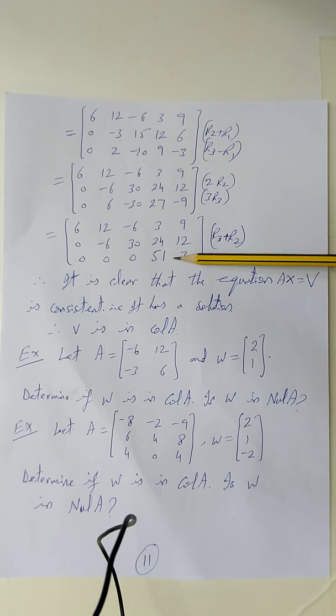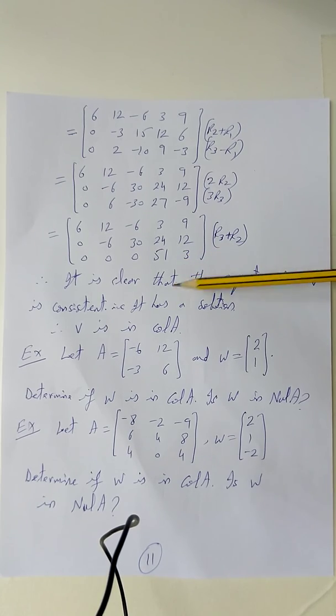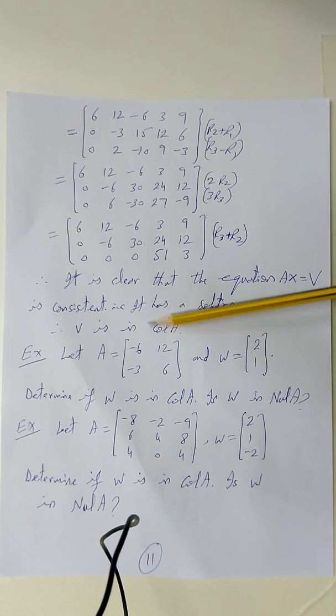You can see from here that from the third row, 51, if I say this is x1, x2, x3, x4, so 51 x4 equals 3. So I can find the value of x4, which will be 3 over 51. And similarly, I can find other values. So it means I will have a solution, whether a unique solution or infinitely many solutions, I will have a solution. Therefore, it is consistent and it has a solution. So therefore, v is in column A.